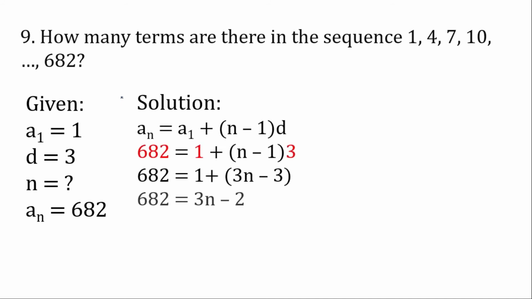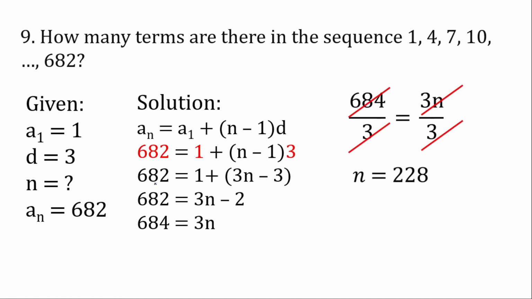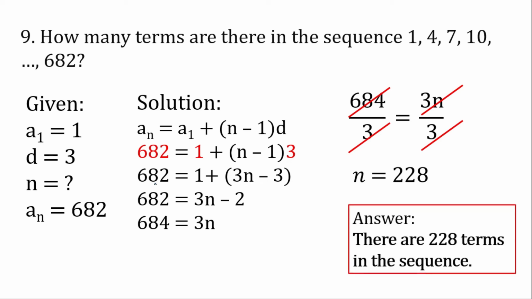Substitute all the values. Multiply 3. Get this. Combine like terms. 1 minus 3 is negative 2. Now let's add 2 on both sides. 682 plus 2 is 684. It's equal to 3n. Now let's divide both sides by 3. So n is equal to 228. So there are 228 terms in the sequence.